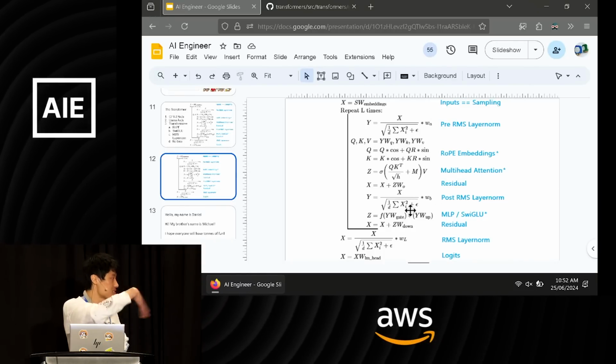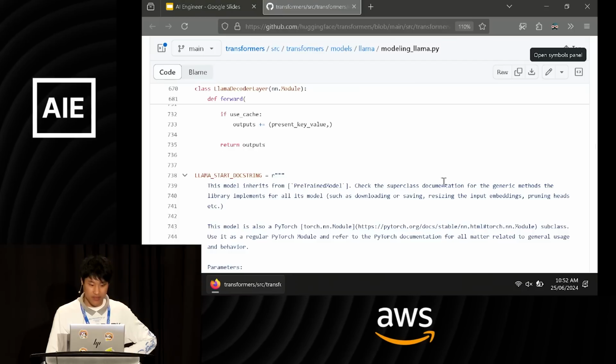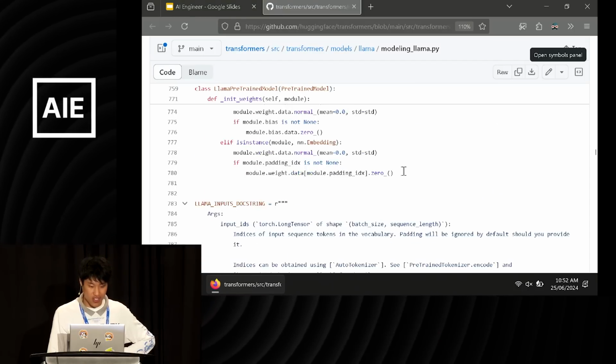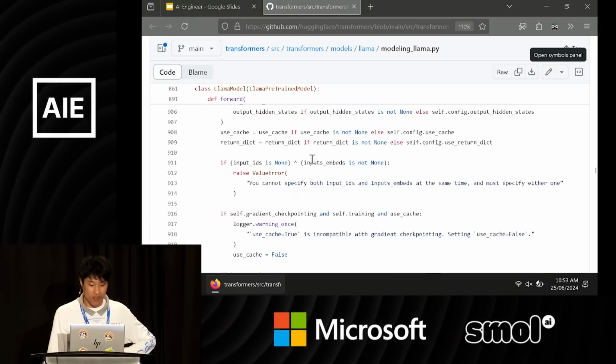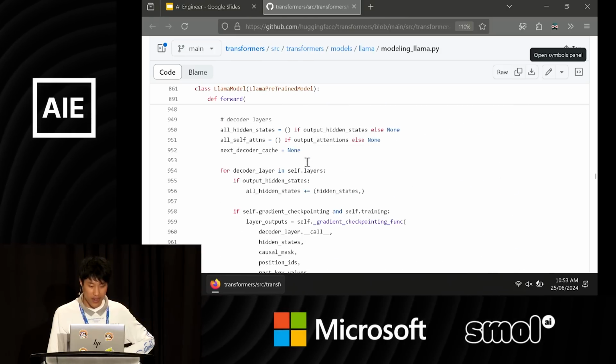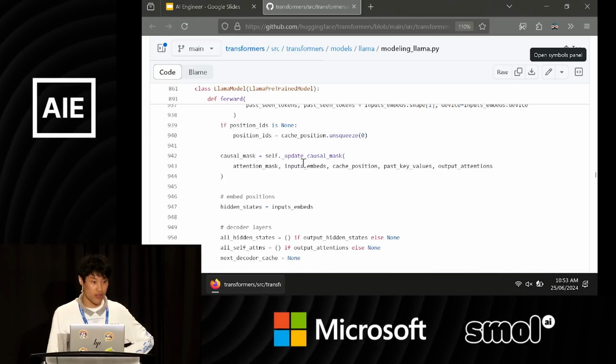And remember, we repeat this L times. And the rest of the code is just doing this L times. Now, where is it L times? Comments, forward, right? You go to forward.